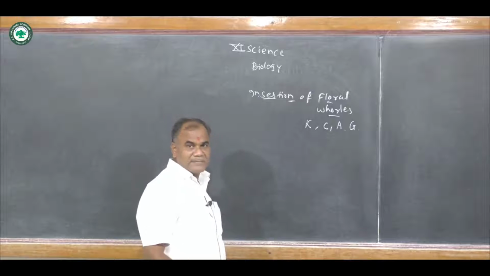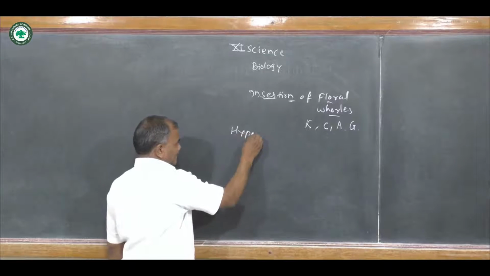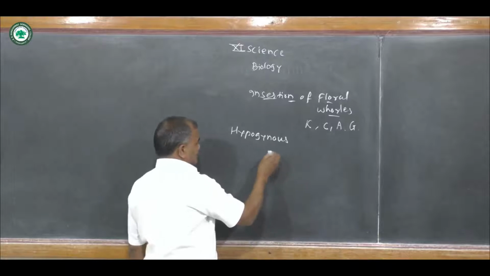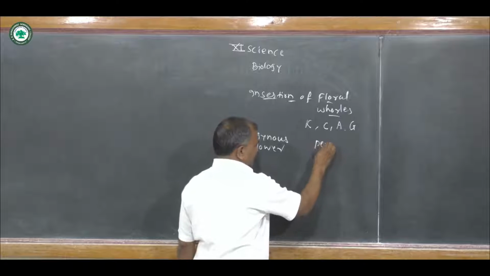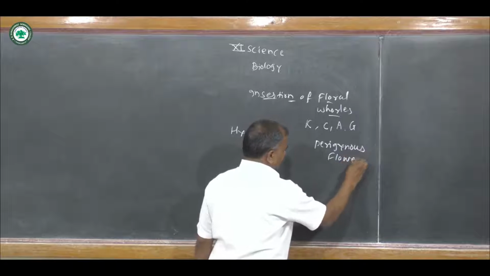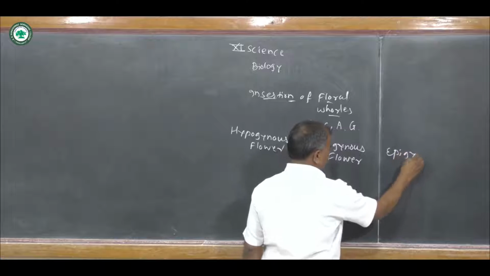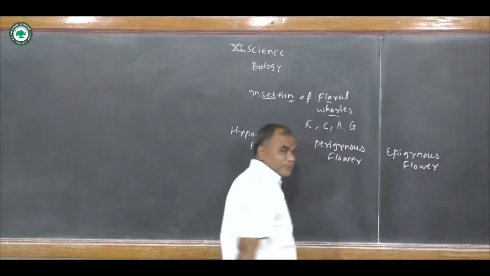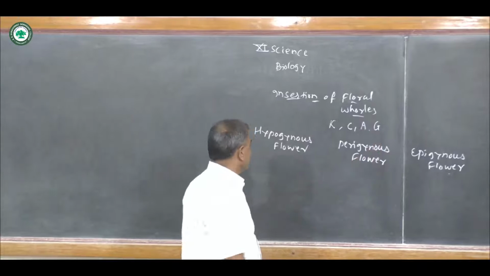What types of arrangement can be seen in these flowers? First is the hypogynous flower. Second is the perigynous flower. And last is the epigynous flower. If we compare these three flowers, what is the hypogynous, what is the perigynous, and what is the epigynous flower?